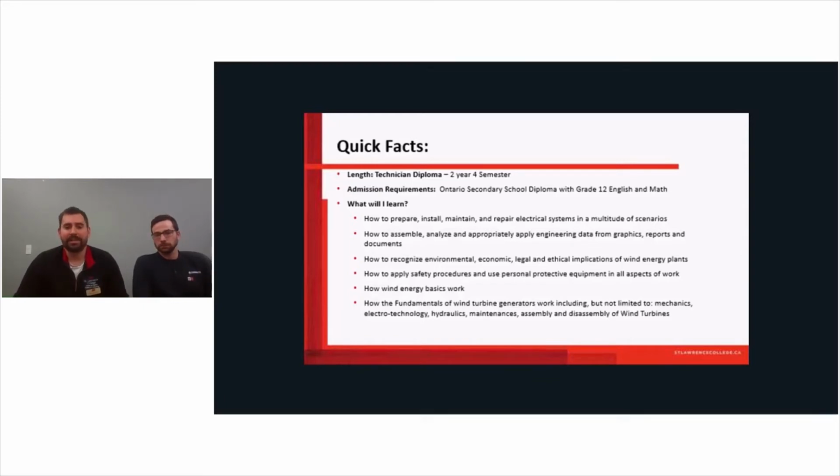How wind energy basics work, of course, that's kind of a given. It is a wind turbine technician role. We aren't going too far into the engineering, but we do want you to understand how the energy is harnessed into electricity. And then how the fundamentals of a wind turbine generator work, including mechanics, electrotechnology, hydraulics, maintenance, assembly, and disassembly of wind turbines.